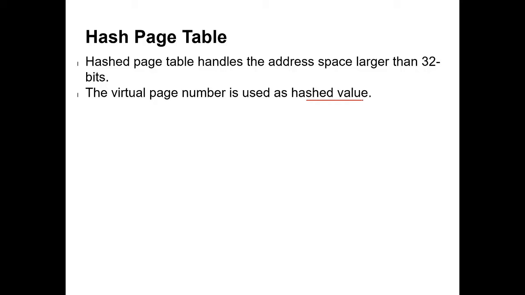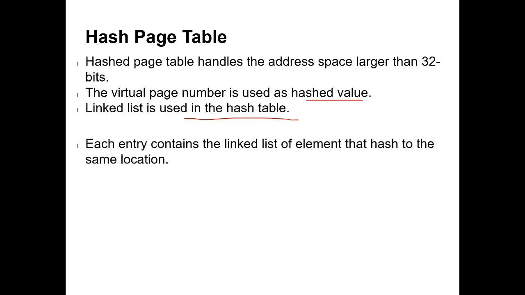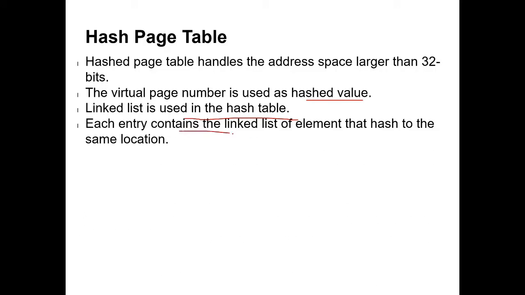We have already seen the CPU generates two parts, that is page number and offset. Now this page number is going to be the input for the hash function. Linked list is used in the hash table. So once the unique values are generated, those are organized in the form of a linked list in a hash table. Each entry contains the linked list of elements that hash to the same location.